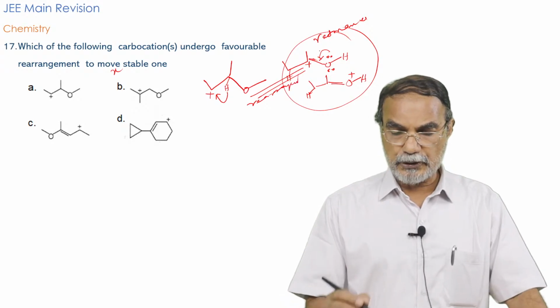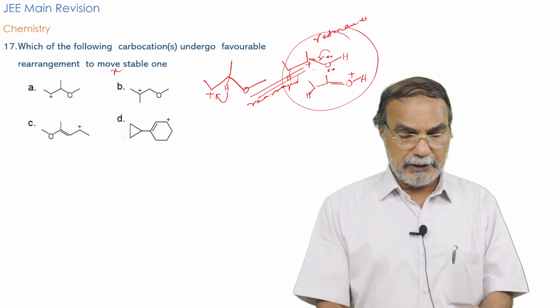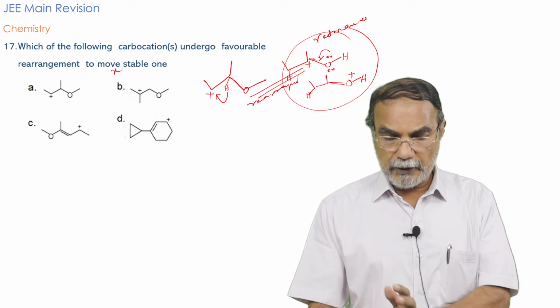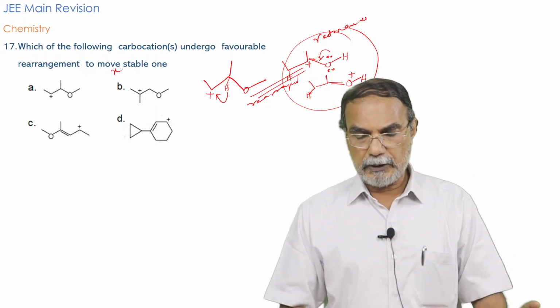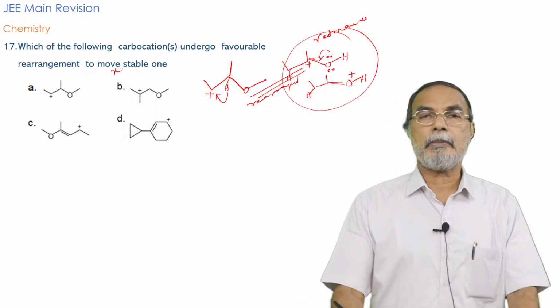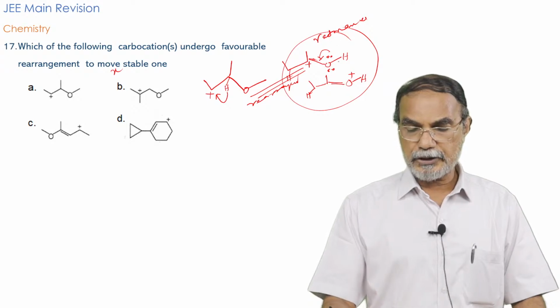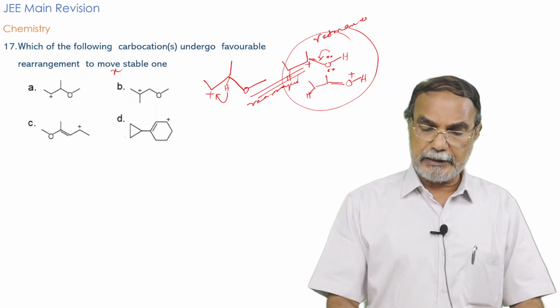And because of resonance, this is stabilized, and therefore you can say that A is a structure which undergoes a favorable rearrangement so as to give a more stable carbocation. The added stability is due to resonance stabilization of this. So there is a rearrangement because there is hydrogen migration.